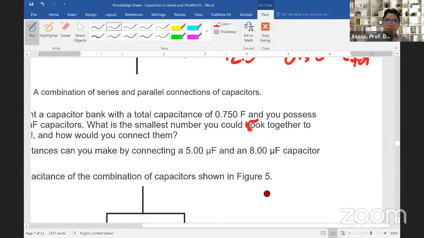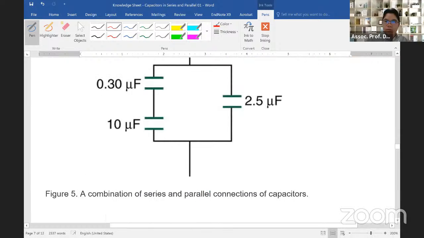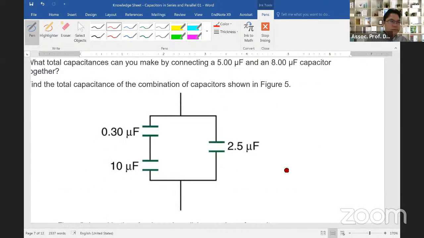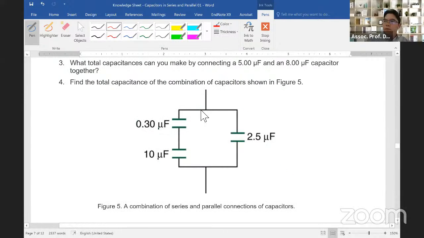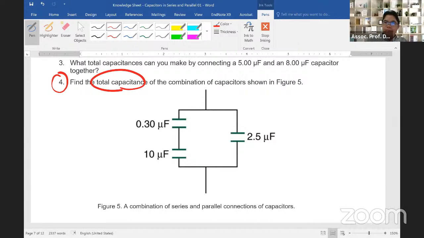Oh, sorry. This one. Number 4. This one, number 4. Okay. Find the total capacitance, number 4. Now 3%, please. Speed test. What did you get? Speed test, please. 3%.